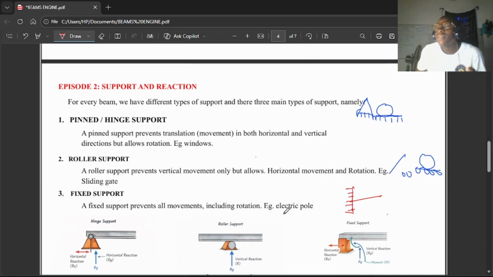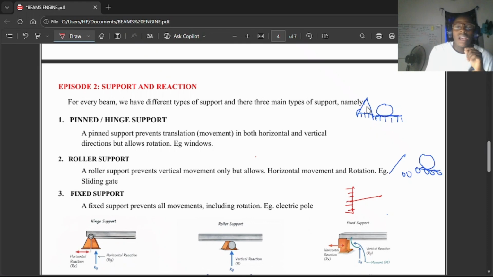Is there any movement for your electric pole? No. Another example is our solar light, our street light. Is your street light moving? No. So those are good examples of a fixed support. Now I told you that when we are considering support, support works hand in hand with reaction. Am I communicating? Support works hand in hand with reaction. The first thing we considered was the pinned slash hinge support, which I said is your pinned slash hinge support.